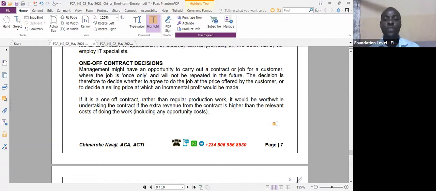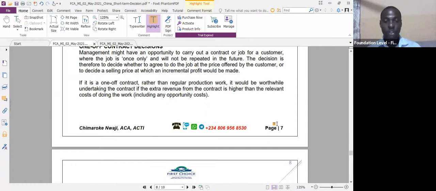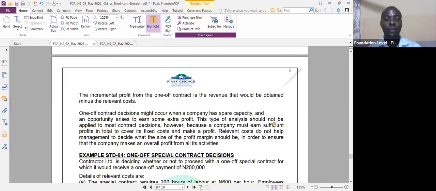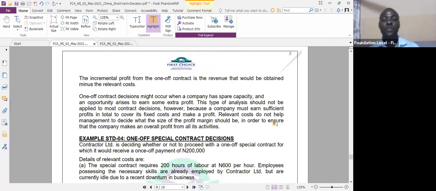the extra revenue from the contract is higher than the relevant cost of doing the work, which includes opportunity cost. So let's see, the incremental profit from the one-off contract is the revenue that will be obtained minus the relevant cost. So we are going to look at the incremental profit. Incremental profit is the contract revenue minus the relevant cost.